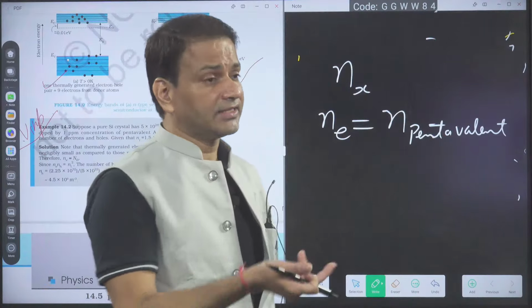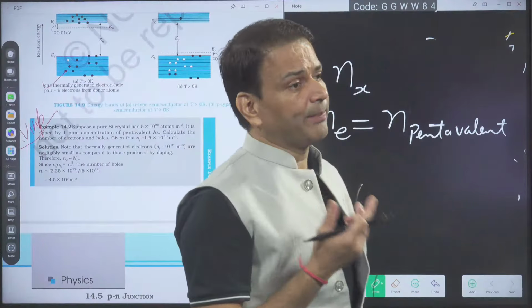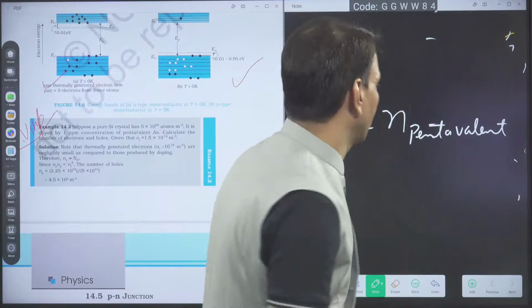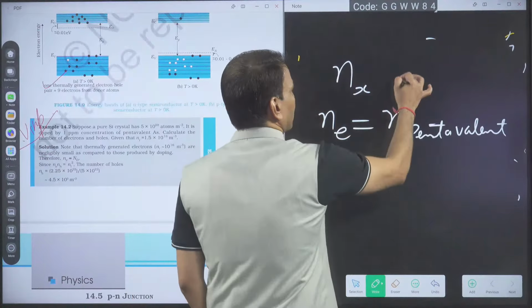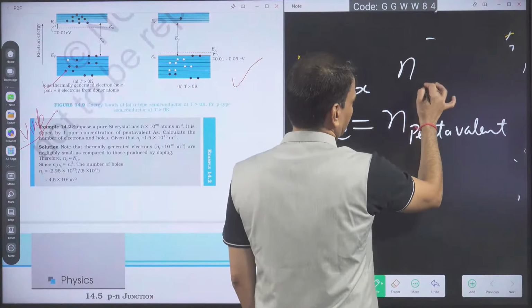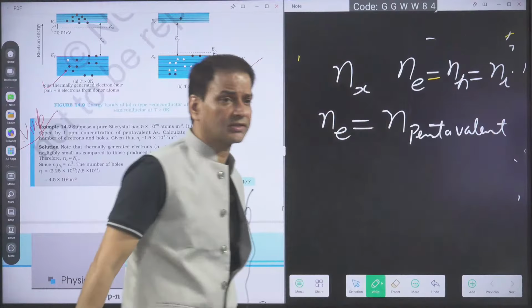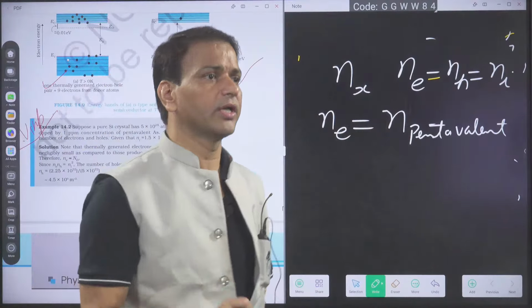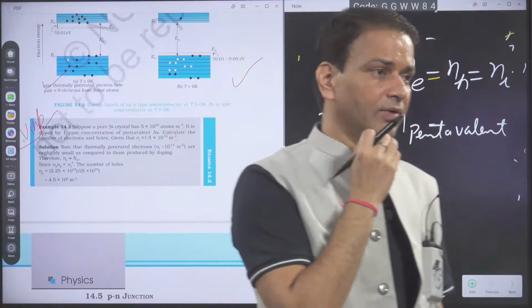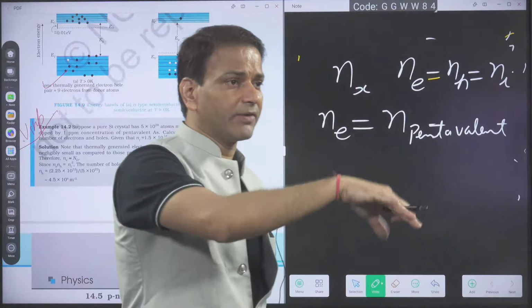Then second, how will we find it? In the pure semiconductor they will give: suppose the number of electrons is equal to the number of holes, that is equal to Ni. In the intrinsic semiconductor they are equal. So Ne is equal to Nh is equal to Ni. That I gave. Okay, and I gave how many pentavalent atoms I added.